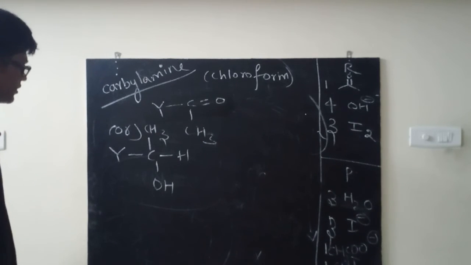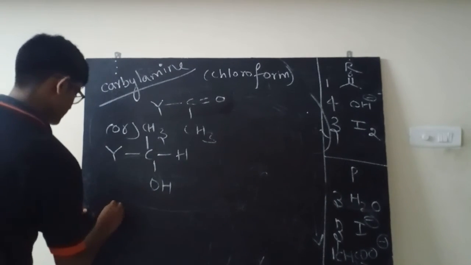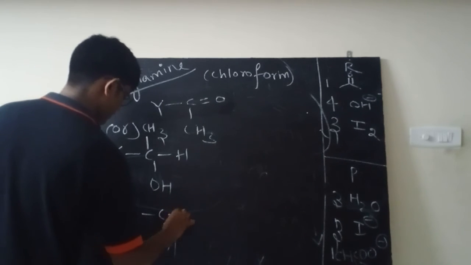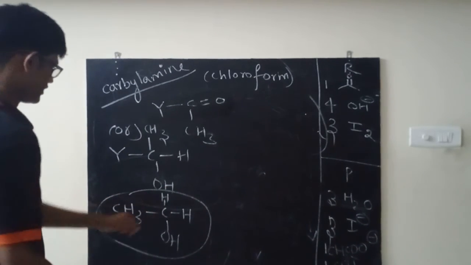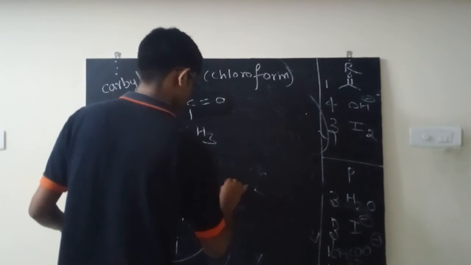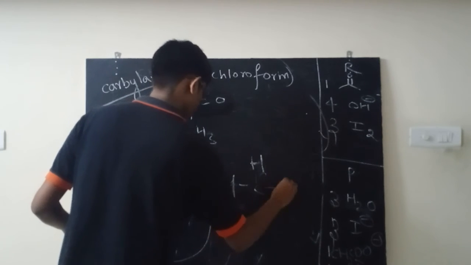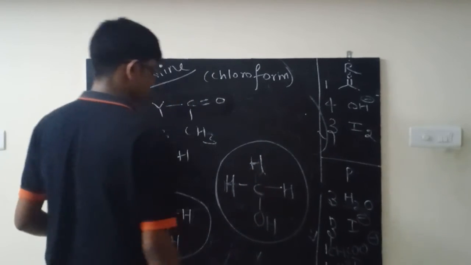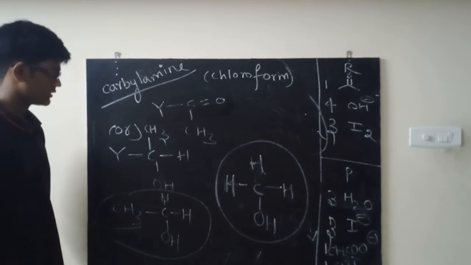So the conjecture will then be that if I have ethanol, CH3CH2OH, ethanol satisfies the condition, but methanol does not. This is methanol. So if someone asks you to give a chemical test to distinguish ethanol and methanol, you will say the iodoform test. Ethanol answers because it has a methyl group. That's another thing.